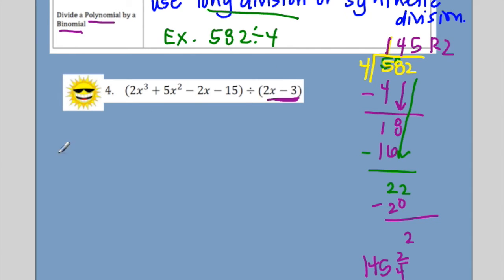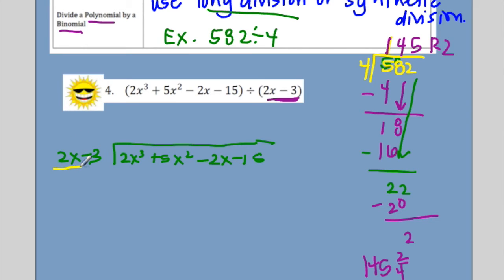We have 2x minus 3, and this is my polynomial being divided. So we have 2x to the third plus 5x squared minus 2x minus 15. All right, and we start out. You always look at the value in front here. You say 2x times what gives you 2x to the third? Well, 2 times 1, so we're good there. And then x times what gives you x to the third?